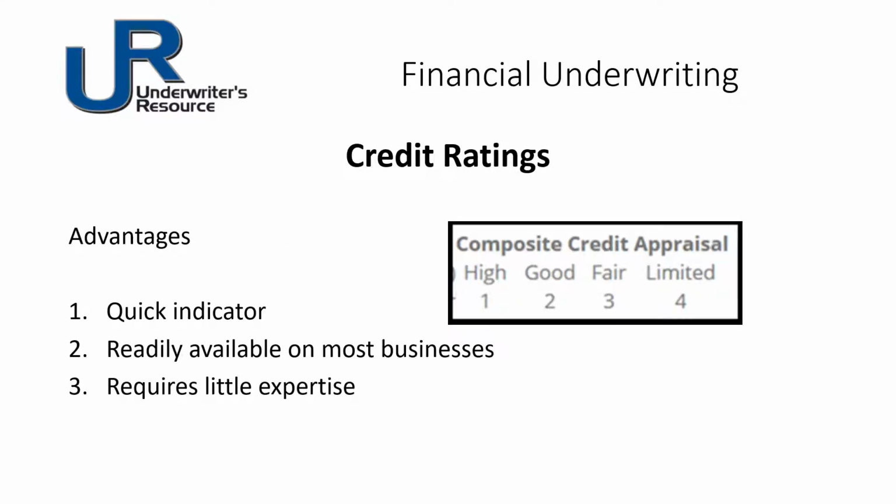There are many advantages to utilizing credit ratings as a source to review the client's financial condition. The first advantage is that it's a very quick indicator. Over there, you see that D&B rates somebody between a 1 and a 4. There's actually a 5 rating, I believe, that shows that they're bankrupt. So it's something quick. An underwriter or an agent or broker could look at that and see where they rank. The other thing is it's readily available for most businesses.